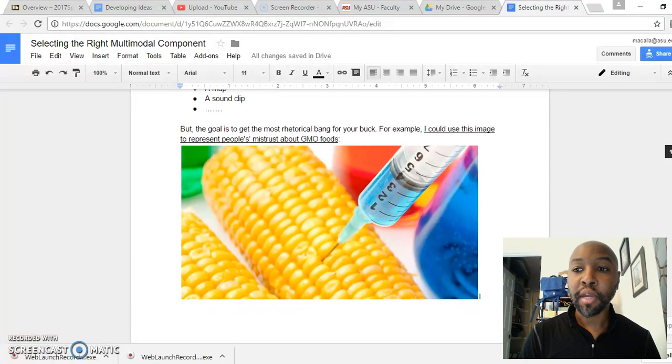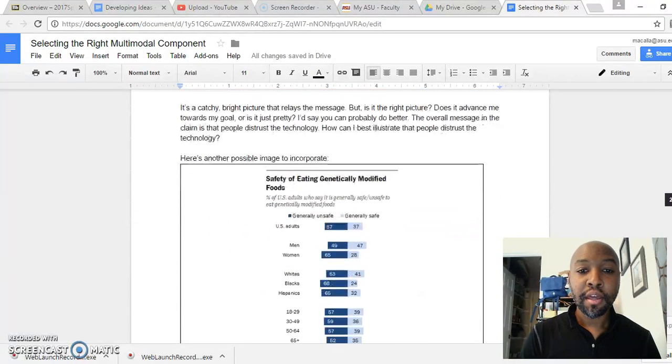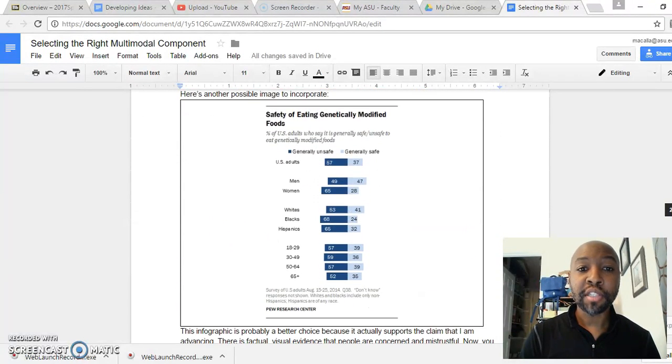So here's another example of what I could use. And I think this one is a better representation of the claim I'm trying to get across. If my claim is that people distrust the technology, what can I do? Safety in eating genetically modified foods: a Pew Research study, and it shows a vast majority of people are at least concerned about genetically modified food. Again, it matches my claim. I want to get to the public's perceptions and the effects that has on just the industry in general.